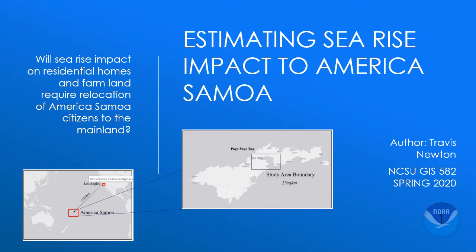I'm interested in all the low-lying oceans within Oceania and how sea rise will affect them in their day-to-day lives, and will the governments that oversee these territories eventually have to evacuate them back to the mainland? So that's my question: will sea rise impact on residential homes and farmland require relocation of American Samoa citizens to the mainland? We can look at two sub-questions within that: how many homes and people will be displaced from the sea rise, and how many acres of potential farmland will be lost.